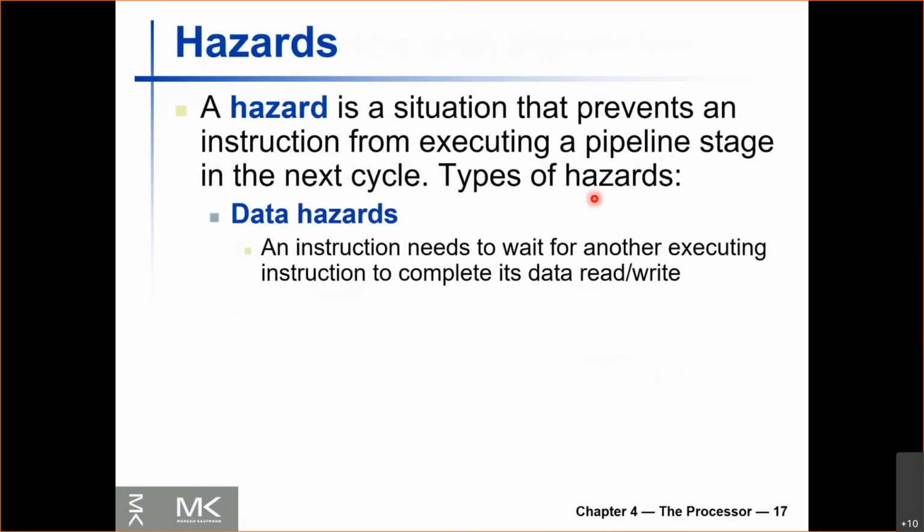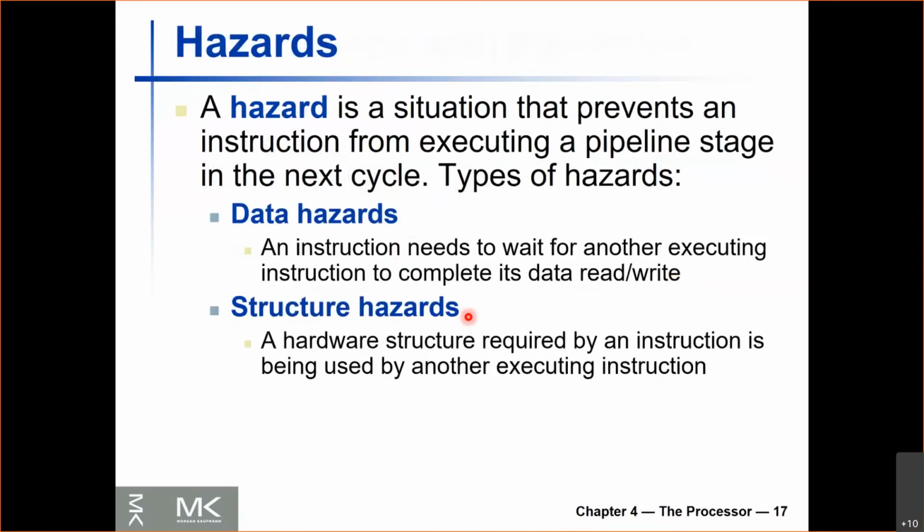The first hazard is a data hazard, and a data hazard occurs when an instruction cannot execute because it needs to wait for another instruction to complete its data write. So an instruction needs data from another instruction that is currently executing, so I can't begin the instruction that needs the data. Another type of hazard is a structure hazard. A structure hazard occurs when an instruction cannot execute because it needs a hardware resource, a hardware structure that another executing instruction is currently using. Again, this comes from the fact that we are overlapping the execution of these instructions.